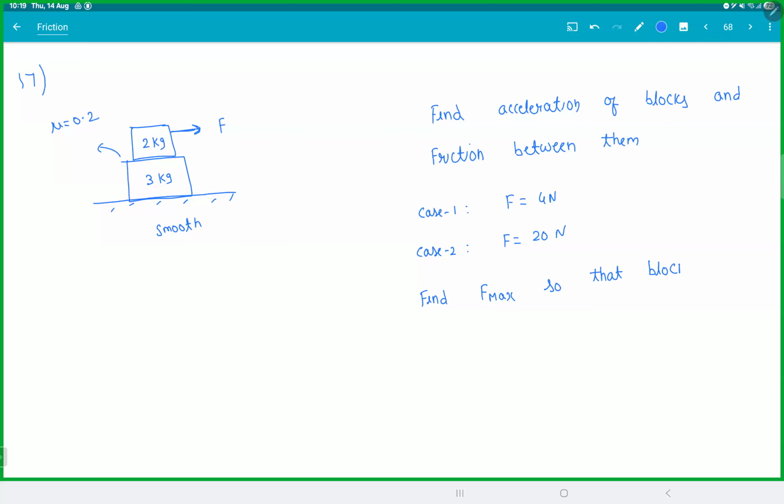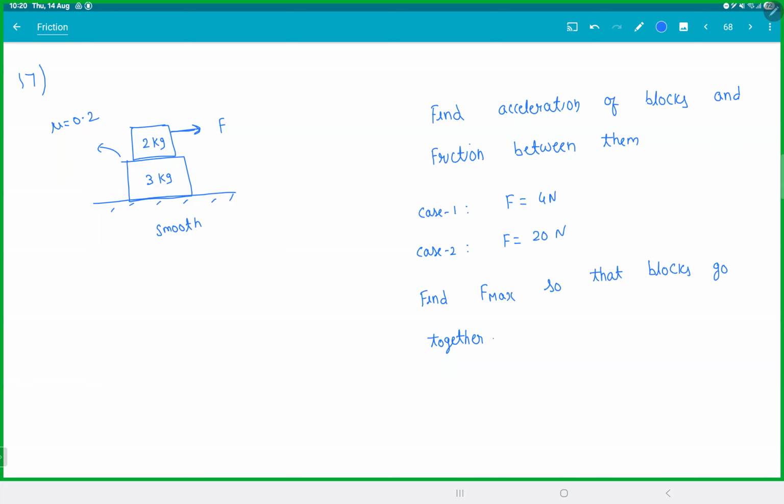So at 4 newtons, they're going together. At 20, they're slipping. That means somewhere in the middle, there is a borderline force. So what is that force where they're about to slide? That will be your third question. That was the PYQ. Numbers are different, but yeah. How much is that? Okay, I don't know the answer. Let's see. Try. I'll give you 2 minutes. Find the maximum force so that the blocks go together.